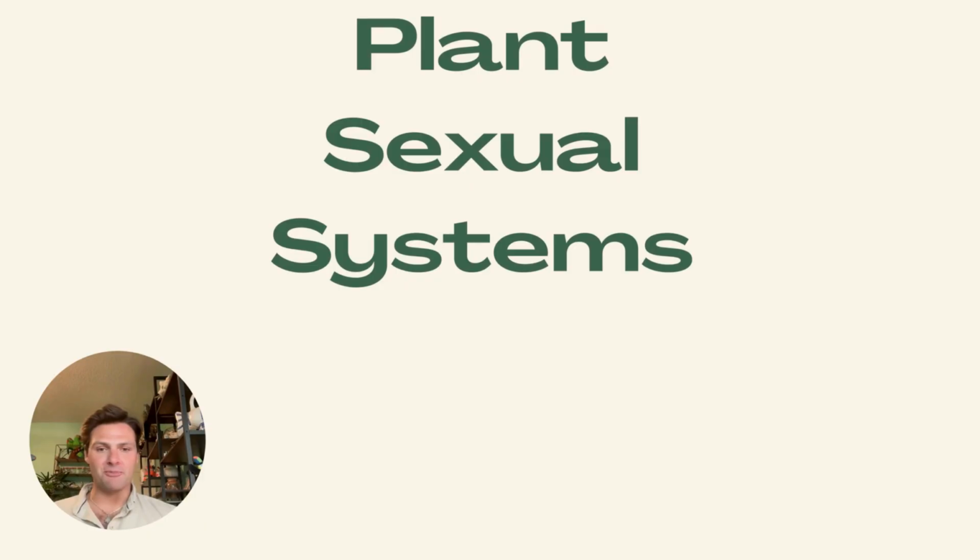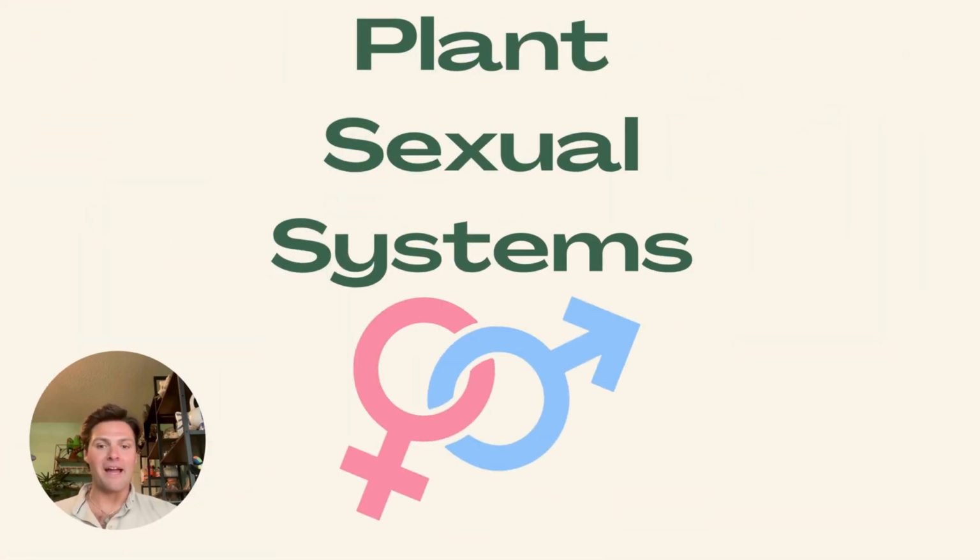Let's switch gears a little bit and talk about plant sexual systems. This is the classification of plants based on their male and female flowers, that kind of perfect flower criteria. And there are three main classifications that fall within this plant sexual system.